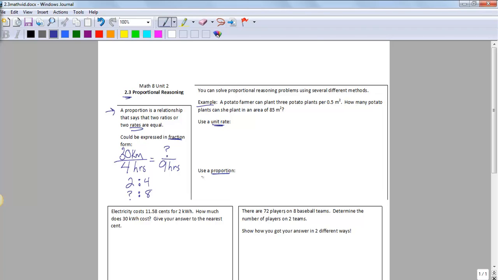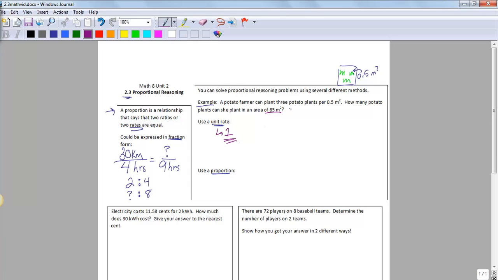A potato farmer can plant 3 potato plants per 0.5 meters squared. I want to know how many plants she can plant in an area of 85 meters squared. So there's my 0.5 meters squared in here, and I've got 1, 2, 3 plants. So let's figure out how much she can do in a larger area. So unit rate means how many for 1.